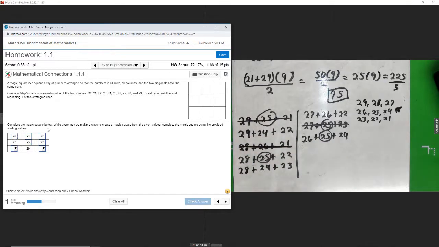All right, go up and down 28, 23, 24. 26, 27, 22. And then everything else should already be there for the diagonals. We can add and verify, and that should be good.